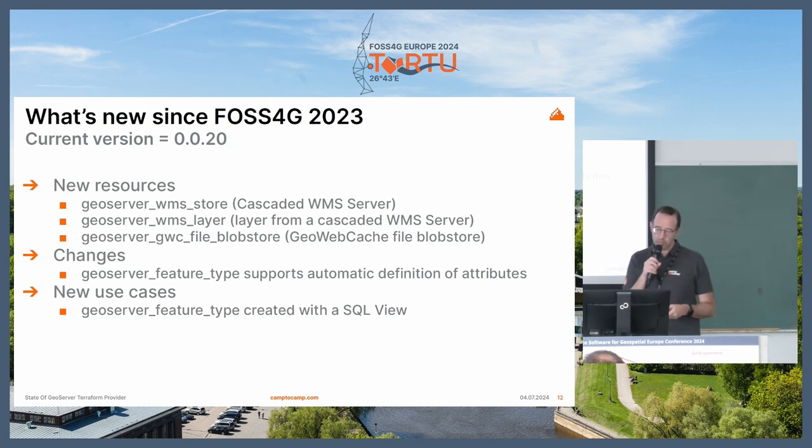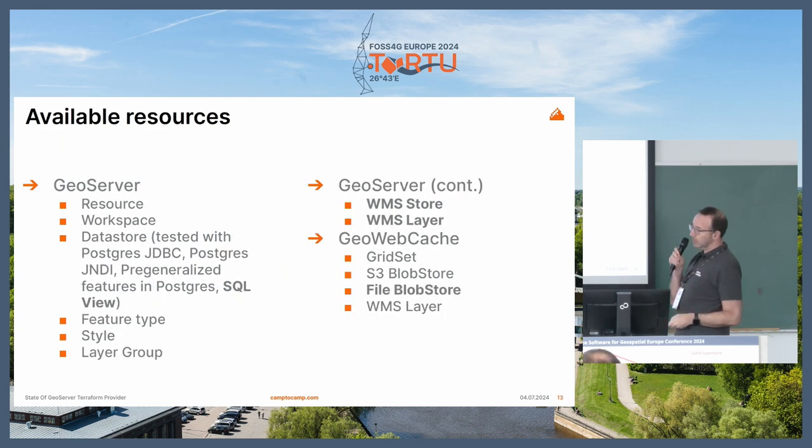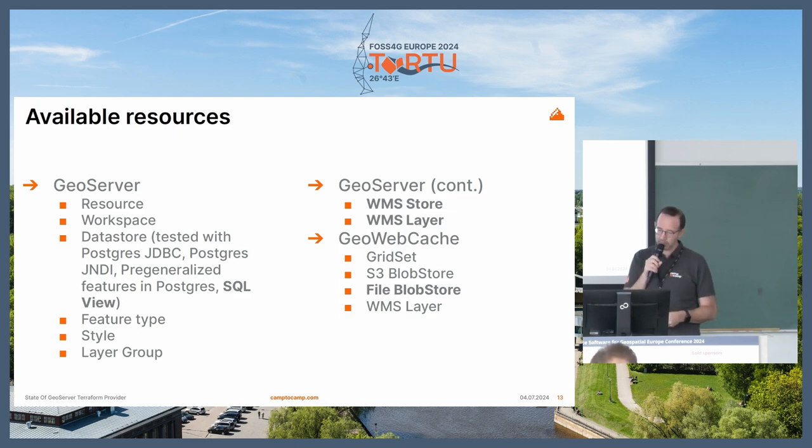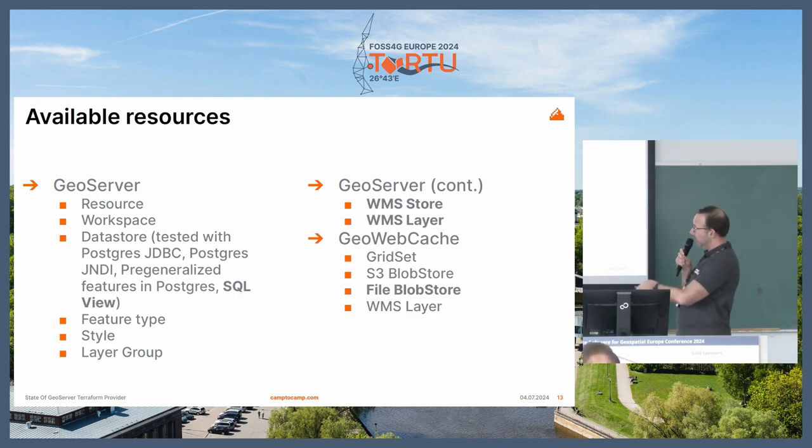And we also have some new use cases. We validated using the GeoServer feature type resource with a SQL view, so it works. Currently we do not have all the GeoServer resources, but some. We have a resource for deploying specific files in the data dir. We have the workspace and data store, which we have tested with JDBC, JNDI, with pre-generalized features stored in Postgres, and with SQL view. We manage feature types, styles, layer groups, WMS store and WMS layer. And on GeoWebCache, we manage grid set, S3 blob store, file blob store, and WMS layer.